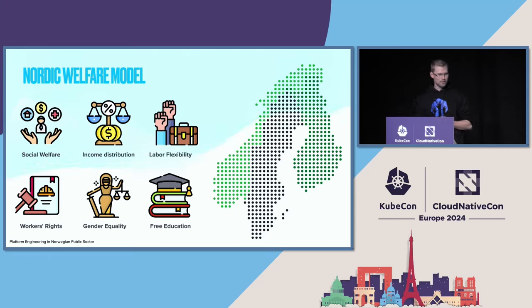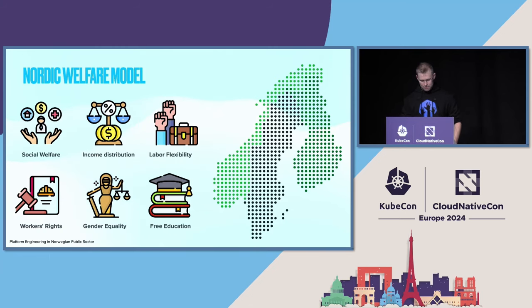In the Nordic countries, we have this Nordic welfare model, very much focused on a strong and large government that provides all the security network that you need in order to be a citizen of the country. That means very focused on social welfare, high taxation in order to do income distribution, focus on labor flexibility, workers' rights, gender equality, and also free education. Of course, free education doesn't mean it's free. Someone has to pay for it, and that's what the government does.